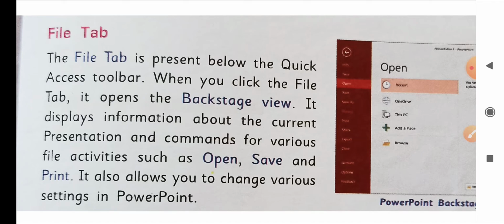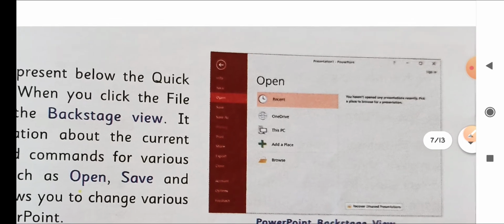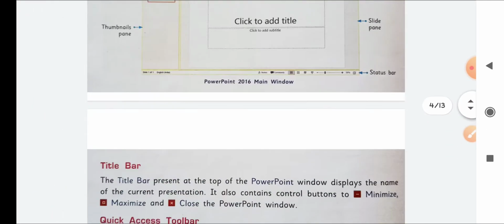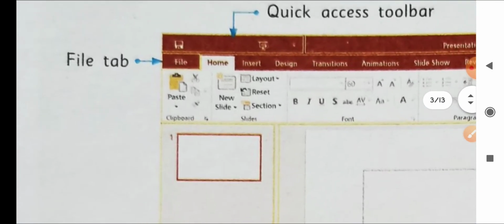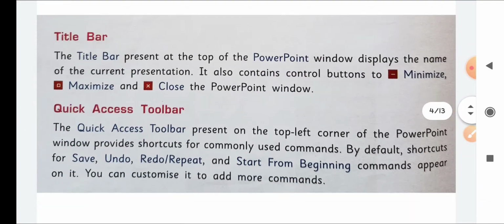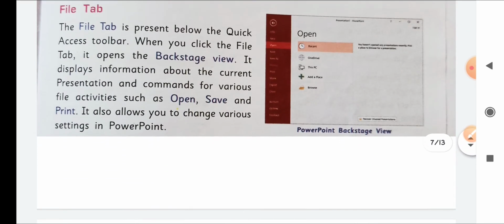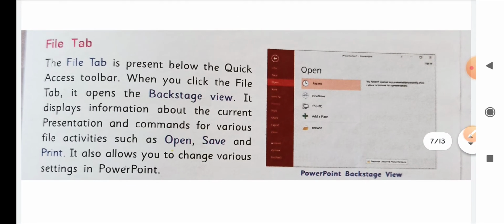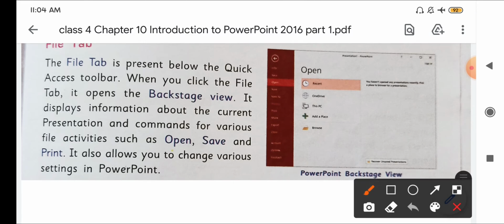Okay, so you can see this is your file tab. I'll show you here only. This is our file tab, isn't it? When you click on the file tab, you will see the backstage view is opened up. This is the backstage view, and in the backstage view you can see open, save, view, etc. things are there, up to print. So if you want to do any settings in PowerPoint, you can do it from the file tab.